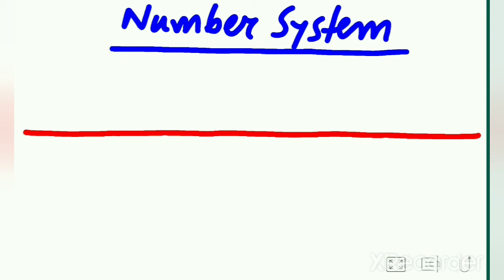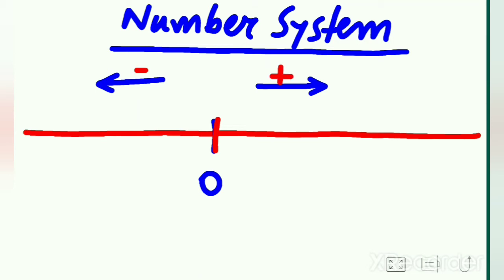So how can we draw this line? You see, this line is a continuous line, and you can see here at the middle there is 0, and this line has two parts. One part is negative part and another part is positive part. Negative part rests left of the 0, and positive part rests right side of the 0.